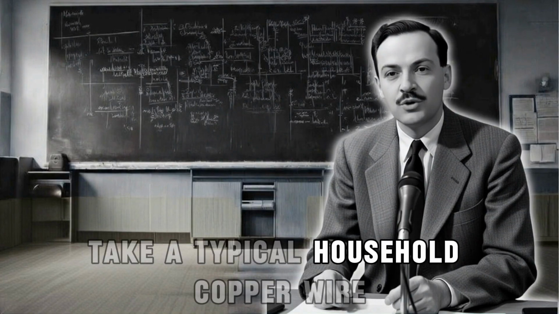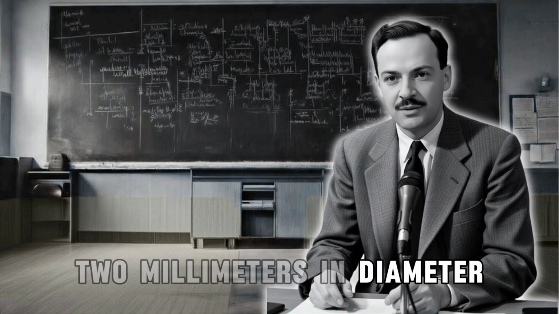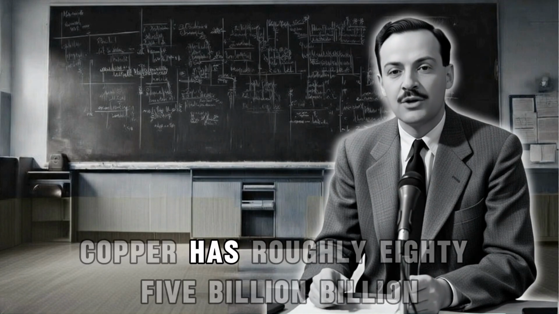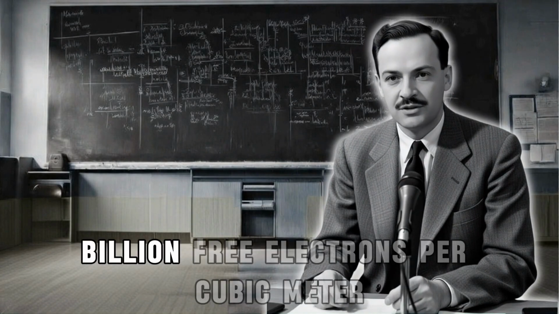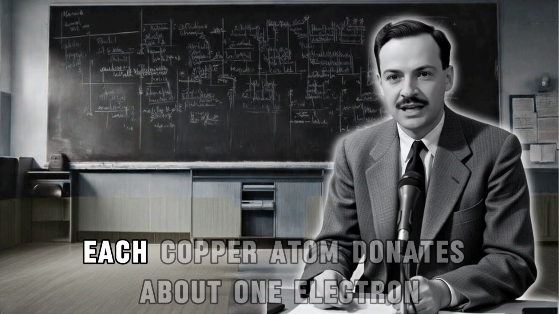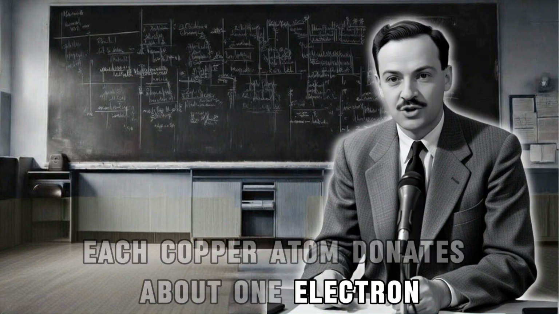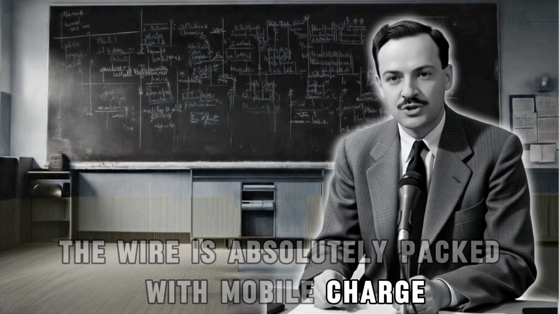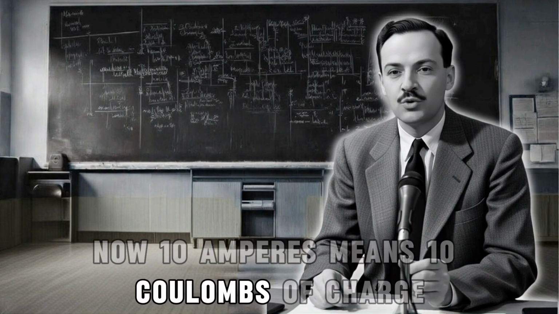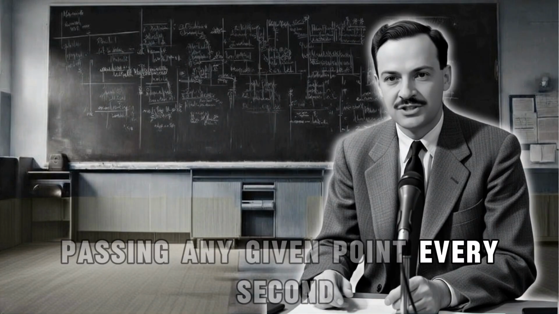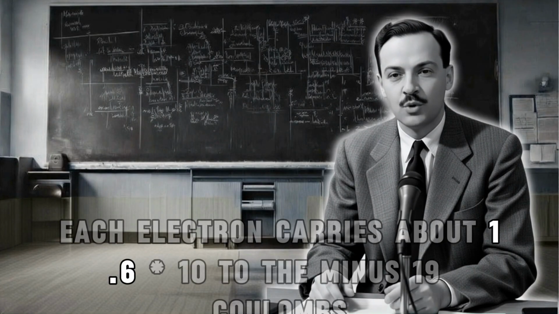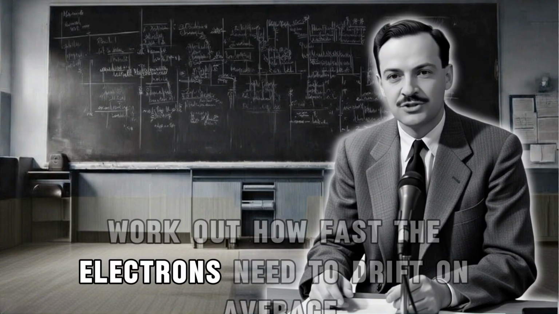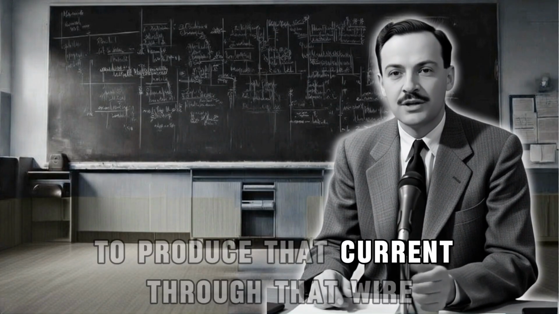Take a typical household copper wire, 2 millimeters in diameter, carrying 10 amperes, the kind of current a toaster draws. Copper has roughly 85 billion free electrons per cubic meter. Each copper atom donates about 1 electron that wanders freely through the metal. The wire is absolutely packed with mobile charge. Now 10 amperes means 10 coulombs of charge passing any given point every second. Each electron carries about 1.6 times 10 to the minus 19 coulombs. Work out how fast the electrons need to drift on average to produce that current through that wire.